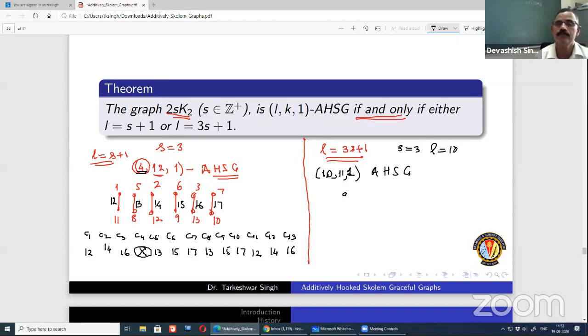So there are 6 copies, S is equal to 3, so 6 copies of K2. I will take that one, and again, starting from that one, I label the vertices: 3, 4, and 5. Let me take 1 minute to label the vertices. 9, then 4, 8, 6, 7, and 1, 13. Okay, and 3, 12, and 5, 11. Now you can see easily here.